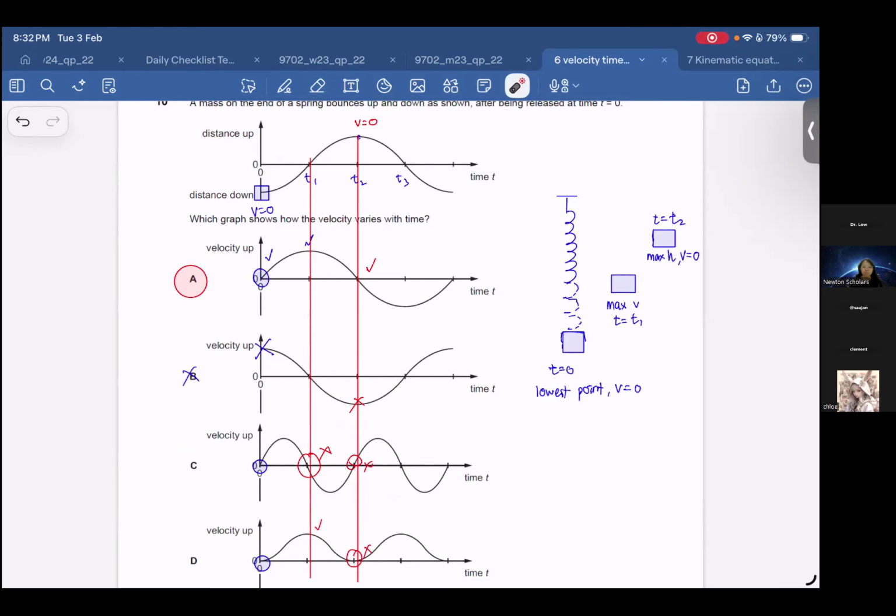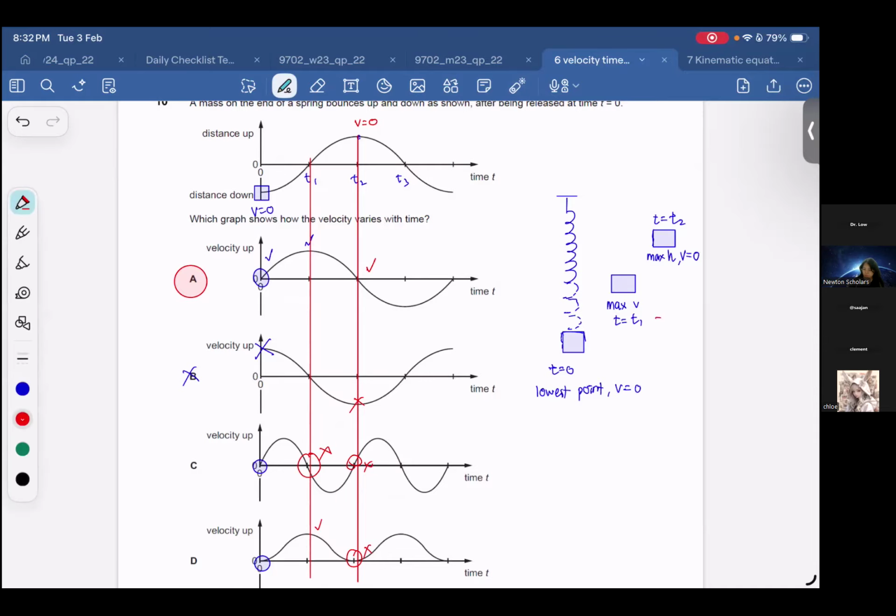Is that clear? Is that clear? T3 is also maximum speed, right? Yes, T3 is again maximum speed. Then at T3, you see, it is going back at here. So this one is T3.